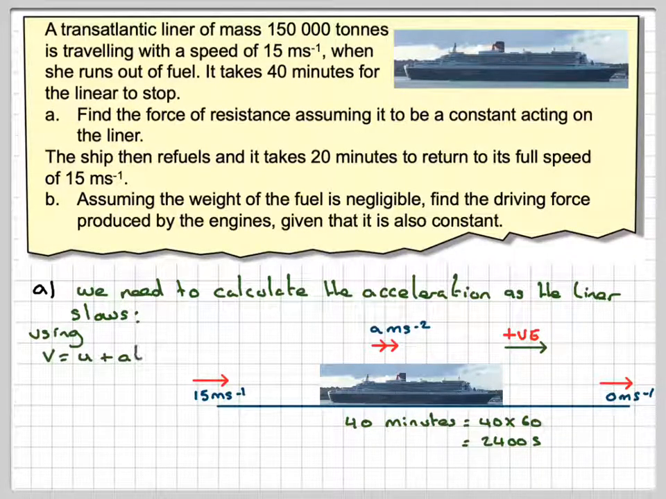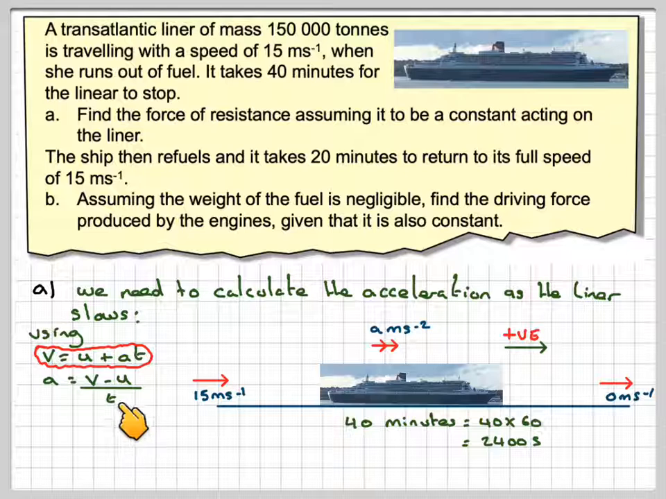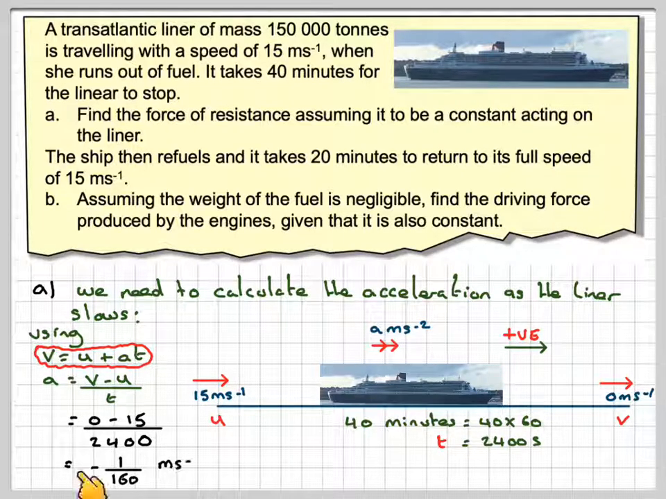From our SUVAT equations, we know that v is equal to u plus at. So a will be v minus u over t if you rearrange that. Labelling each one, this is u, this is v, and this is t. So substituting in, we're going to get 0, because v is 0, minus 15 divided by 2,400, which, when you cancel that down, is minus 1 over 160 meters per second squared.